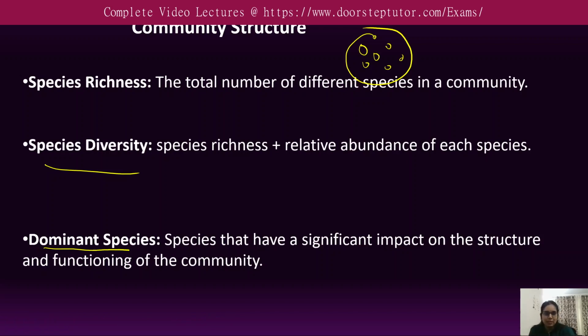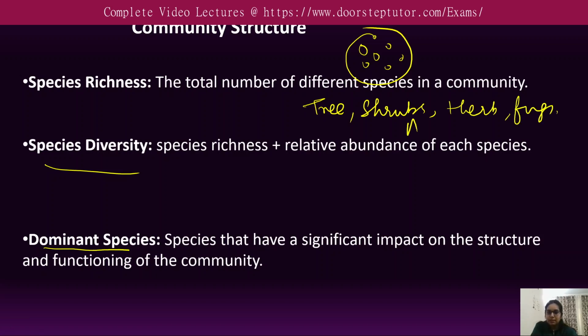For example, in a forest ecosystem, the species richness might include the various types of trees. It could be oak trees, pine trees, maple trees. Trees of various species, and also shrubs, herbaceous plants, fungi, some animals, some predators, insects, birds. All that includes the species richness.